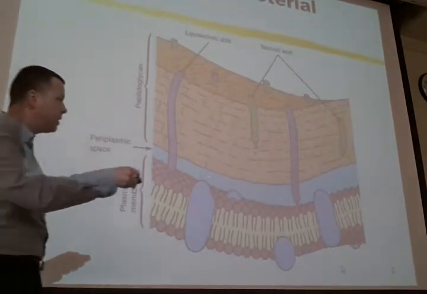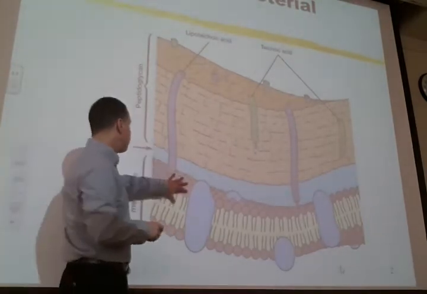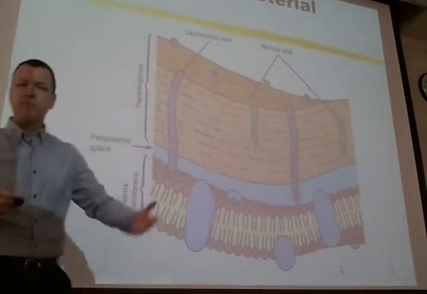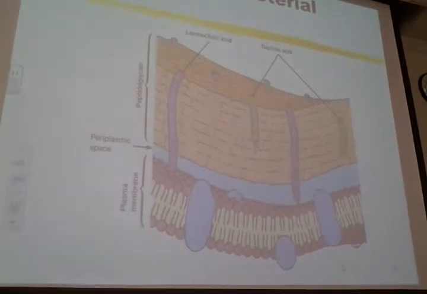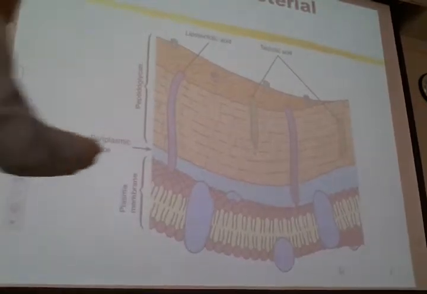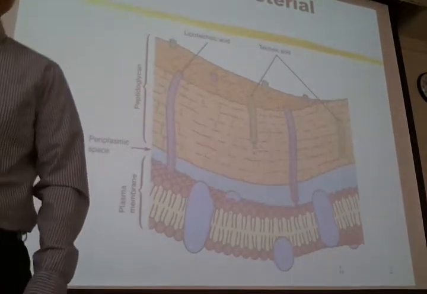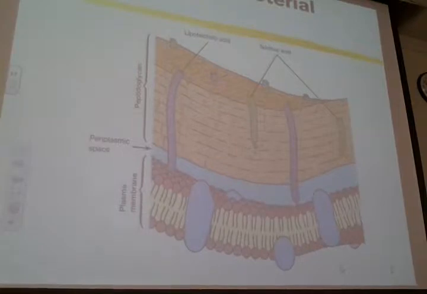And then there's usually a small space between the cell wall and the cell membrane, and that's called the periplasmic space. So it's filled with fluids, it's filled with enzymes that help make the wall and things like that. But there usually is a tiny space in between the two layers. So that is a standard cell wall. In this specific example, I specifically used a gram-positive cell wall for bacteria.